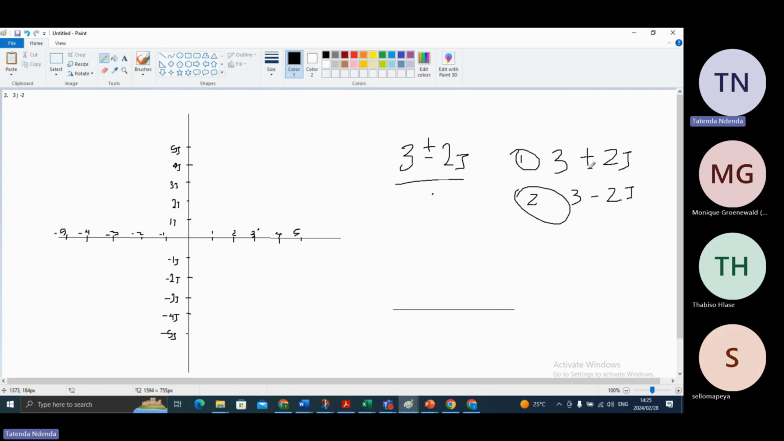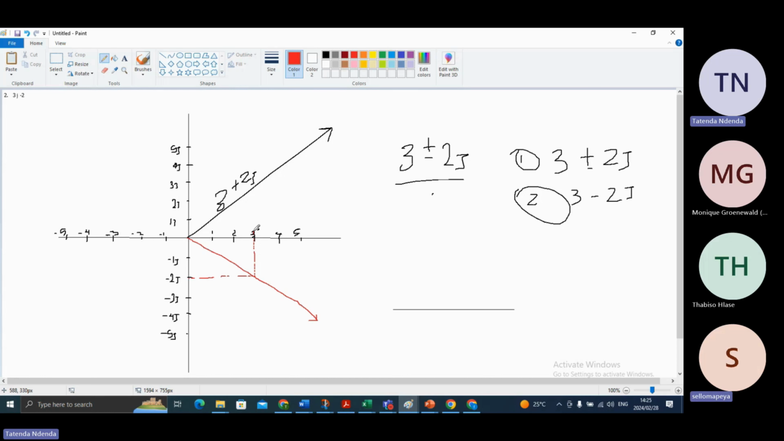Now, the first one is saying 3 plus 2j. So here the positive sign means that all the values are in the positive direction. So we are having this one like this. Then this is 3 plus 2j because of the positive sign. Then the other one is going to be like this. So 3 is positive, so it's going to come this side. Then the negative 2 is here, which is negative.